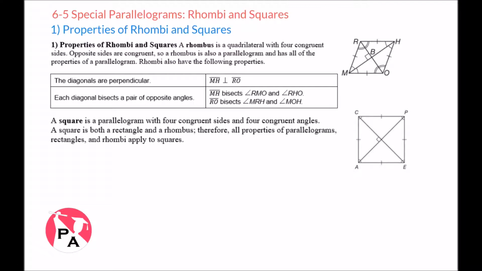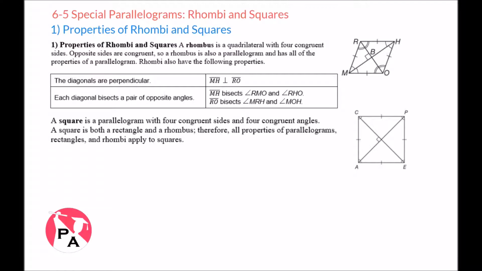Hello everyone, in this video we are going to talk about Chapter 6, Lesson 5, Special Parallelograms, Rhombi and Squares. So first we are going to talk about properties of rhombi and squares, and then in the second part of the lesson we are going to prove if a quadrilateral is a rhombus, square, rectangle, and a parallelogram. Let's get started. Here we have a rhombus.